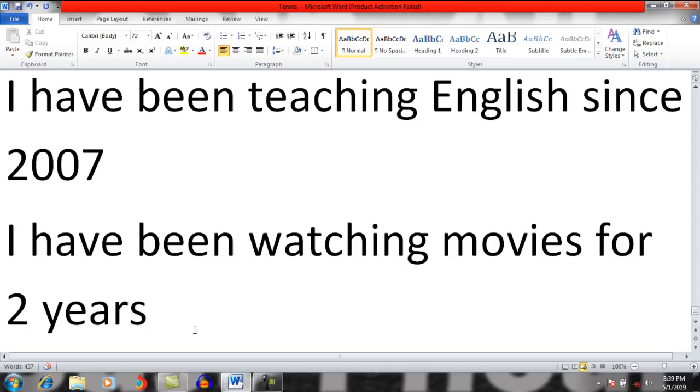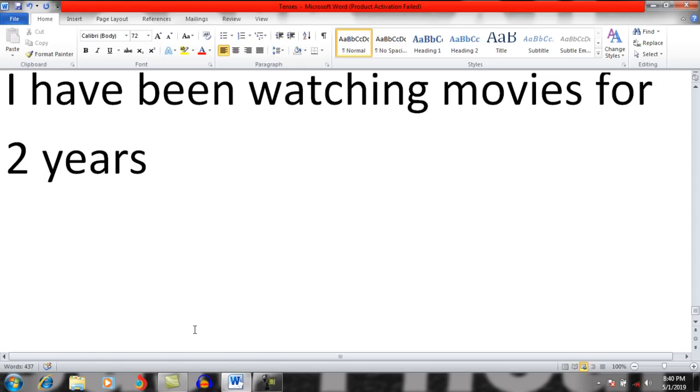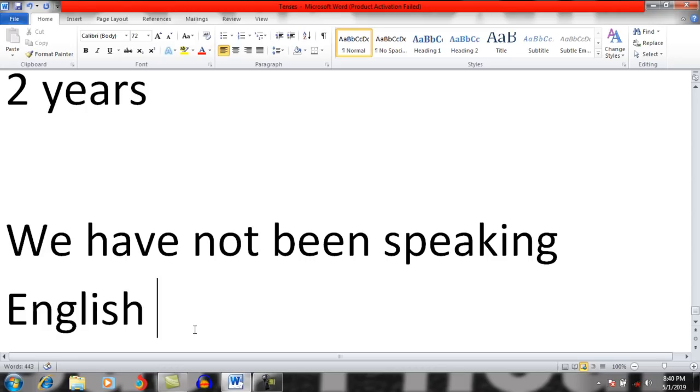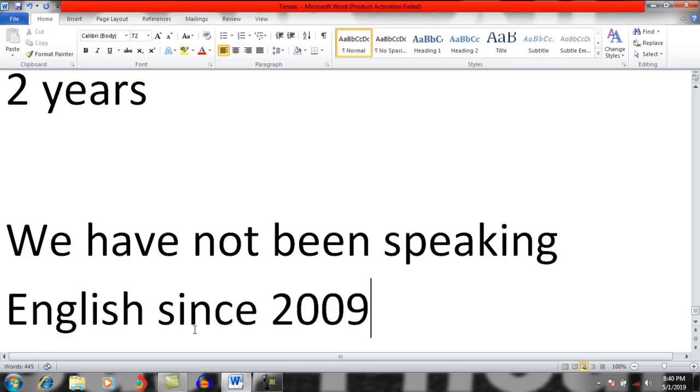Whenever you want to make a negative, in the same way you'll have to put not after the first helping word. Keep in mind that whenever there are 2 or 3 helping words and you want to make a negative, you will have to put not after the first one, like this: we have not been speaking English since 2009.